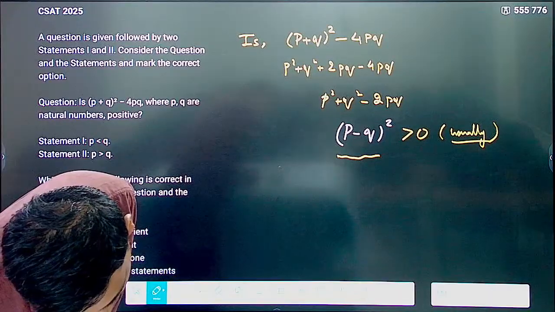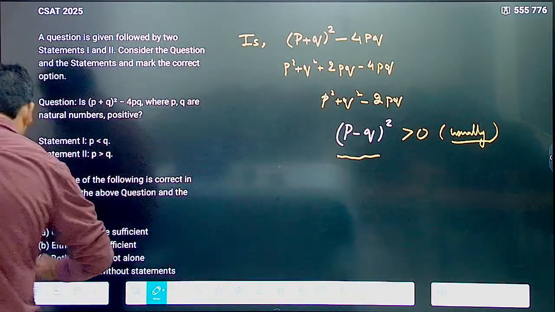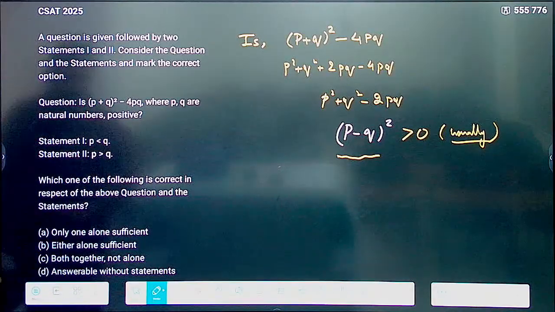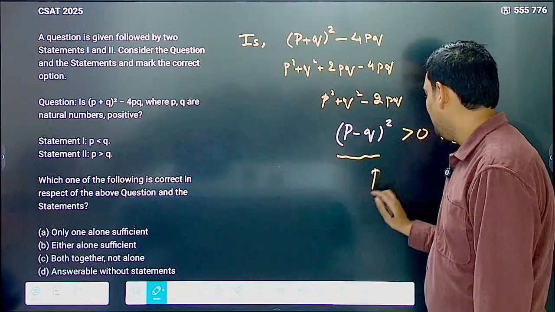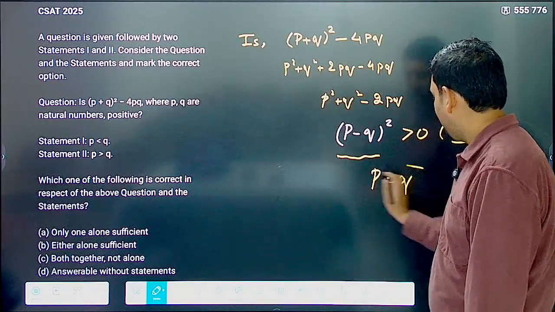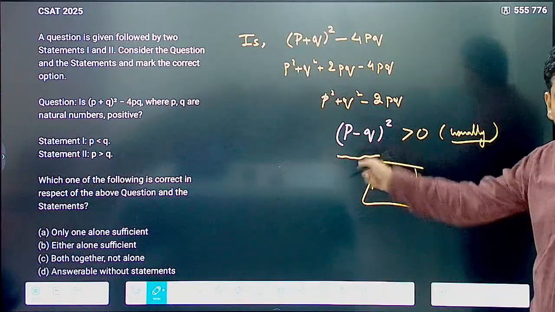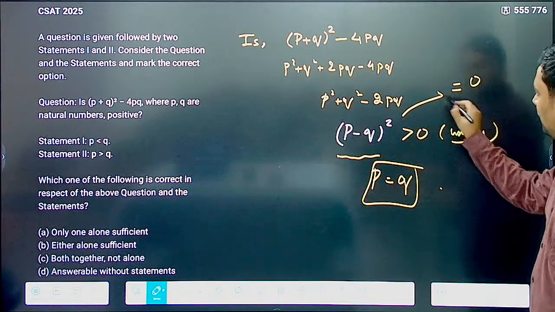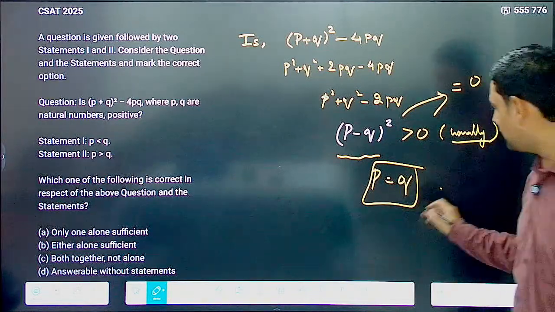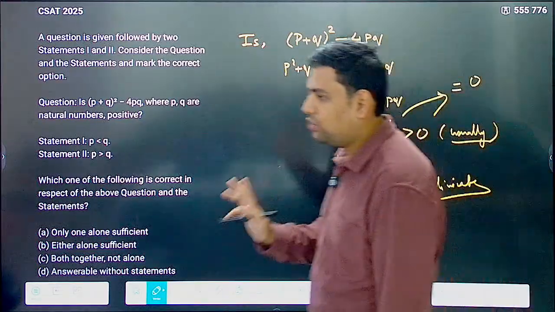Yes, Shweta, Dheeraj. Okay, now why? Now this is absolutely wrong. Why is this wrong? Because you have not removed one condition, that is, what if p is equal to q. If p is equal to q, then this is not greater than 0. Then this becomes equal to 0. So you must eliminate p being equal to q.